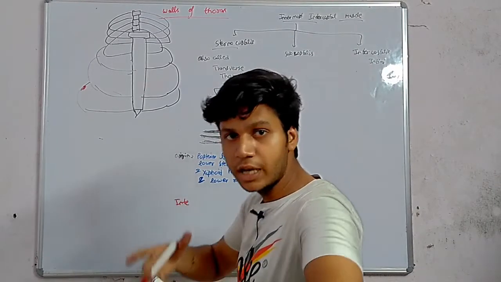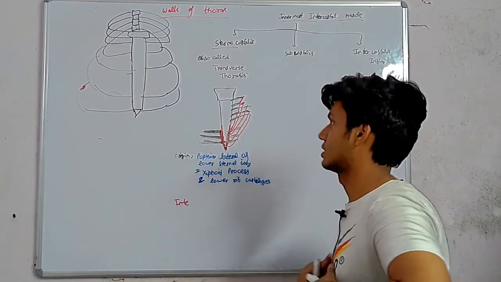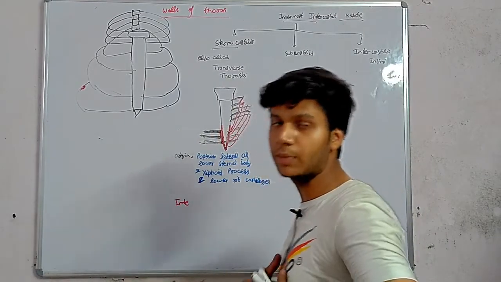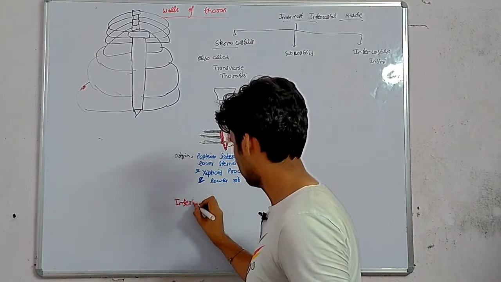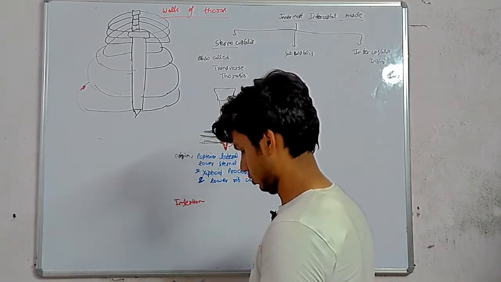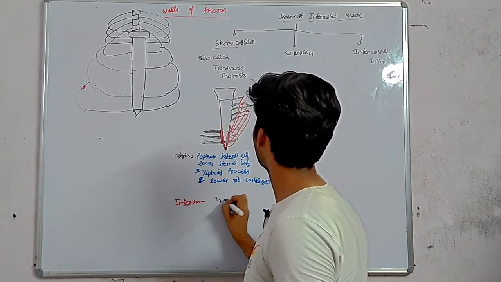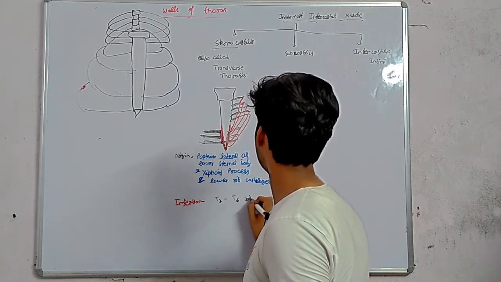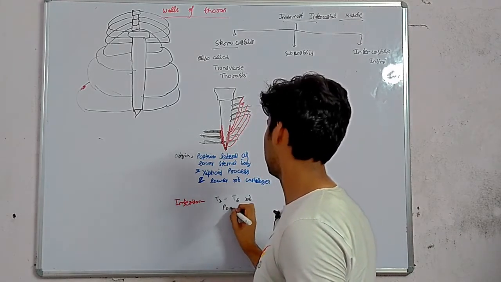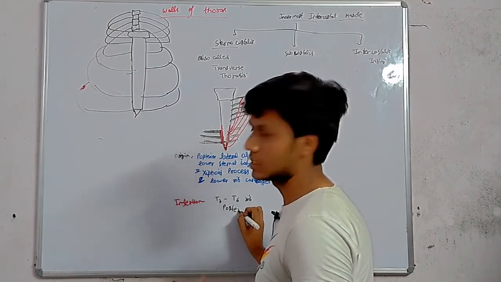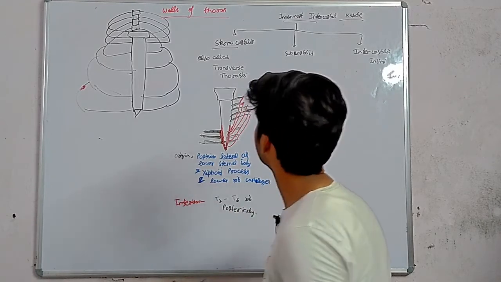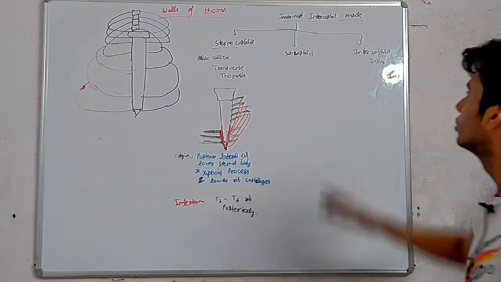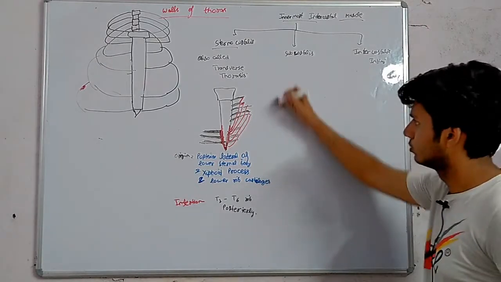Attachment: posterior aspect of the sternum, in front of the chest. Insertion: T2 to T6 ribs, posteriorly, on the innermost aspect. Done. Sternocostal is finished. Now come to the subcostalis.